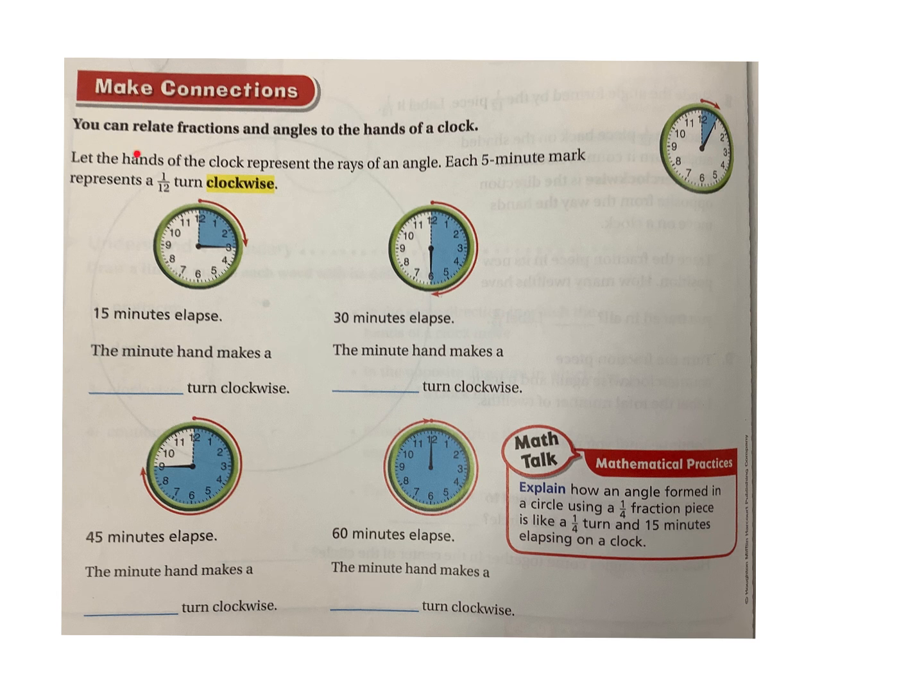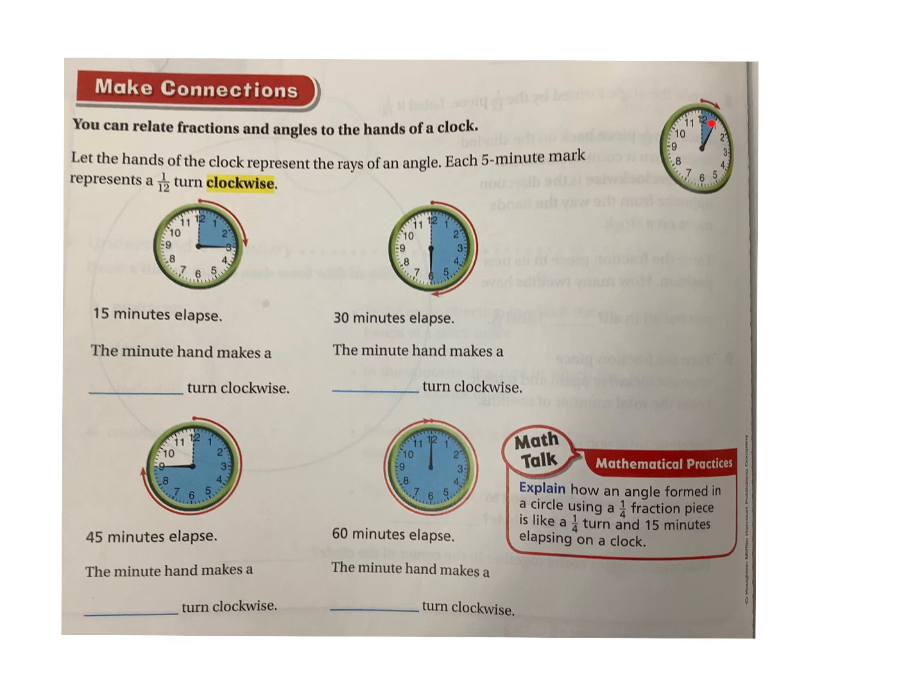So now let's make the connection to a clock and a circle and the fractional pieces. You can relate fractions and angles to the hands of a clock, and I know you guys aren't really used to using these types of clocks anymore, but this might help when you're faced with that. This knowledge might help that fall into place. Let the hands of the clock represent the rays of an angle, and each 5-minute mark represents 1/12 of a turn.